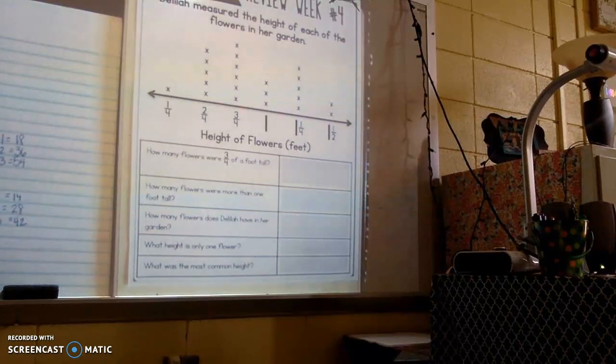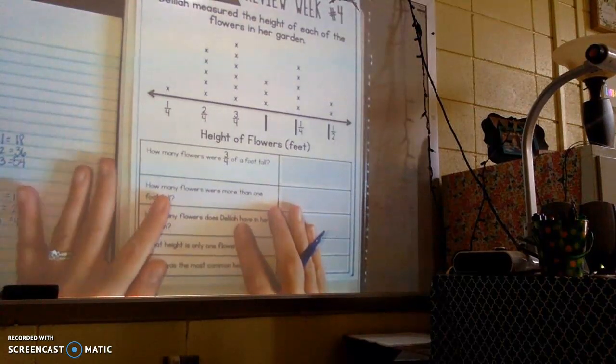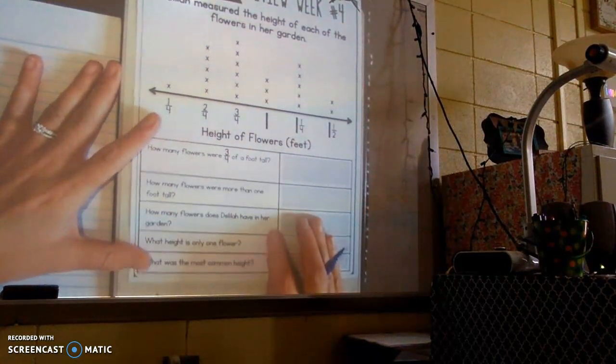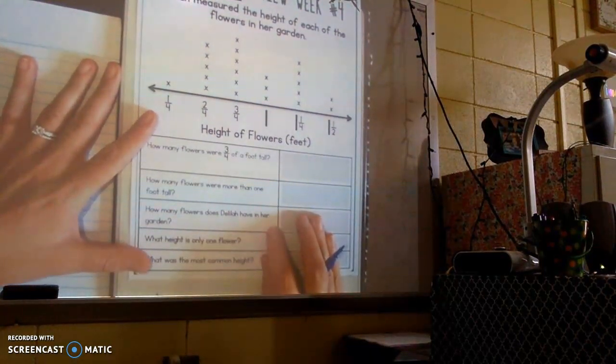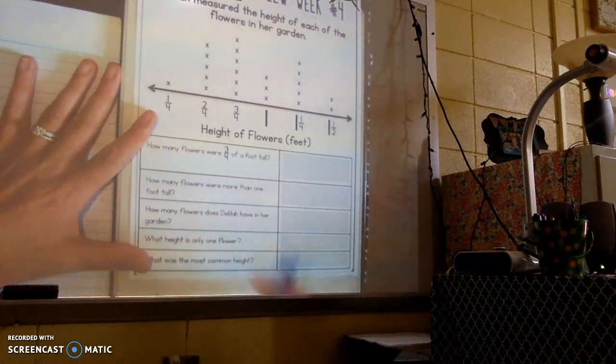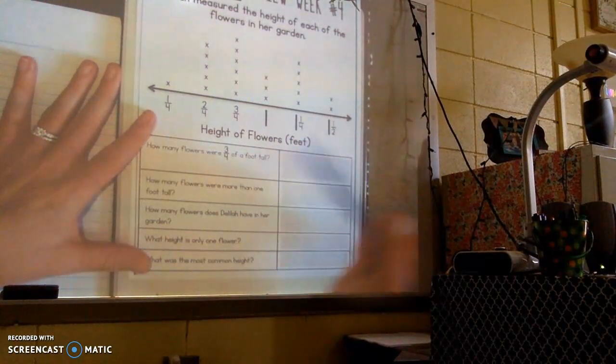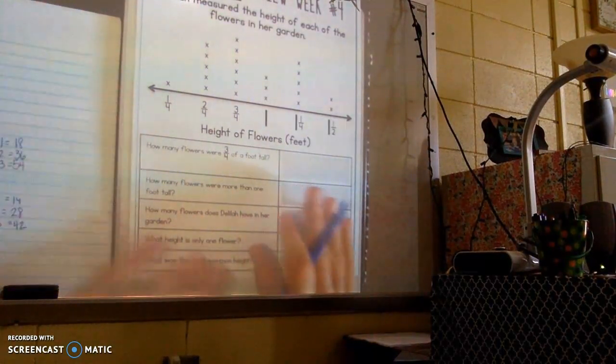Hi, fifth grade. It's Friday, review week 4, and we're talking about line plots and reading data on the line plot today. This line plot is about Delia and her garden. So Delia measured the height of each flower in her garden, and then she plotted that data here on our graph, our line plot.